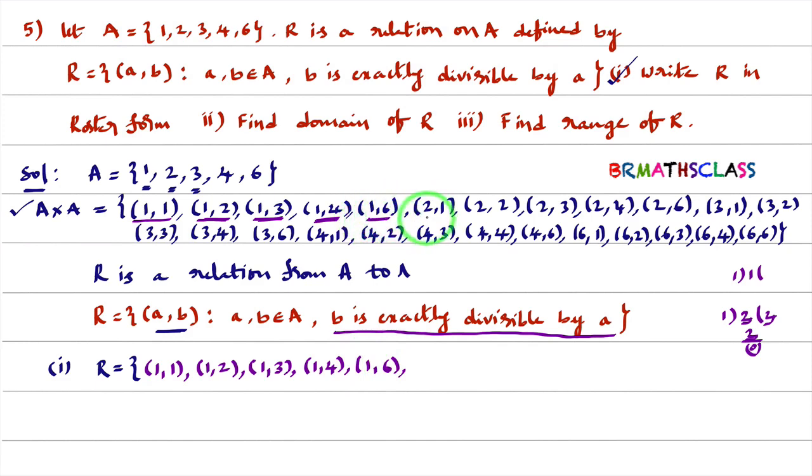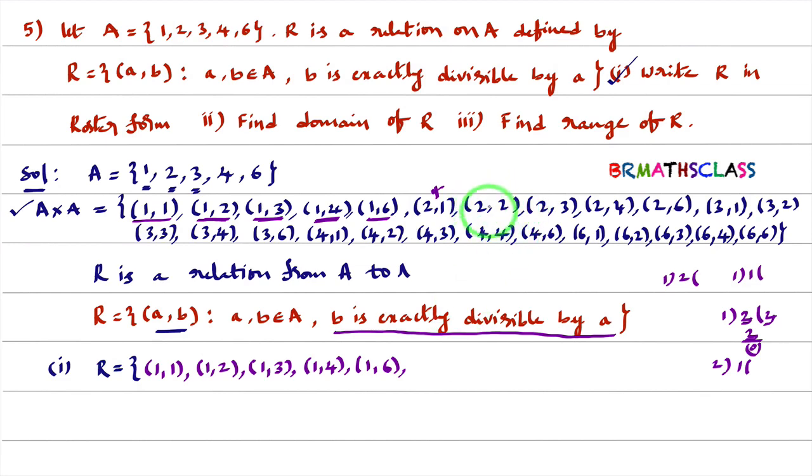Now you see this one, ordered pair 2, 1. Here this is like A comma B. B is exactly divisible by A means 1 is exactly divisible by 2. Check that. No. 2 is exactly divisible by 1, but 1 is not exactly divisible by 2. So does the ordered pair 2, 1 belong to this relation or not? No. The ordered pair 2, 1 does not belong to this relation.